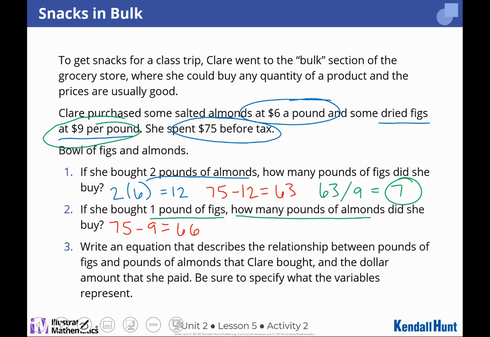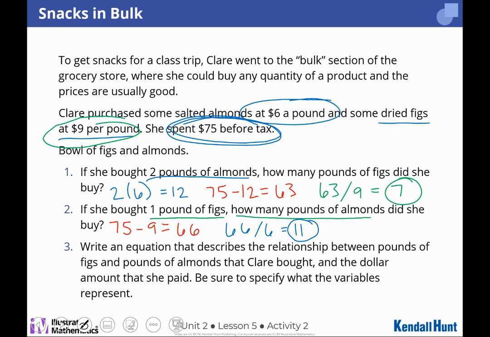So she has $66 left to spend on almonds, and almonds are $6 a pound. So 66 divided by 6 is 11. And so that means she can buy 11 pounds of almonds if she bought 1 pound of figs and still spend the $75.